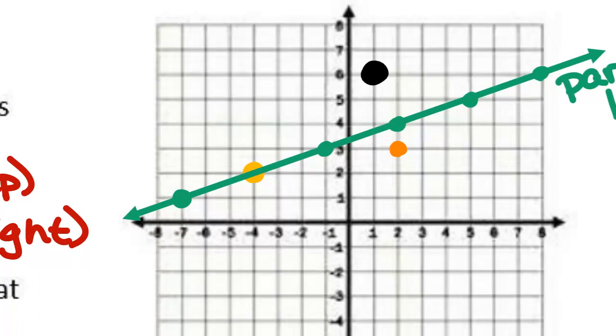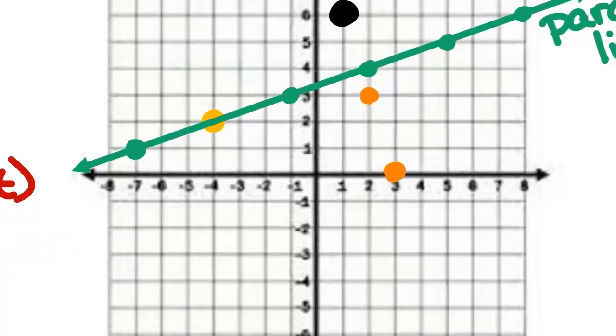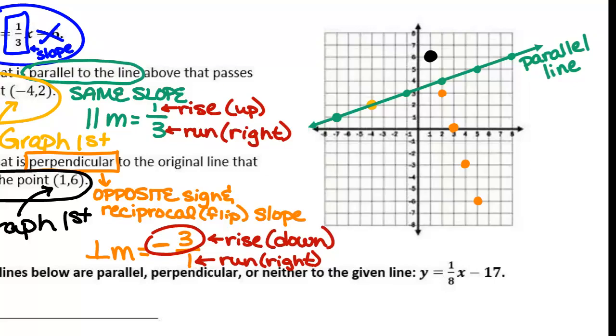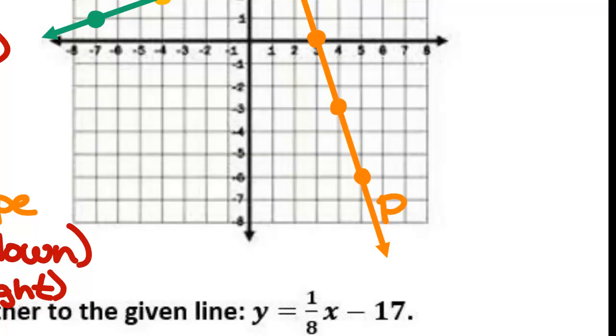Plot a point. Down 3 and right 1. Down 3 and right 1. I can't go down 3 again because that puts me off my graph. I can't go backwards because, again, that would put me off my graph. I don't need to plot the points that aren't on the graph. But once I get all of my points on there, I'm going to draw a line that goes through my plotted points. This is my perpendicular line.